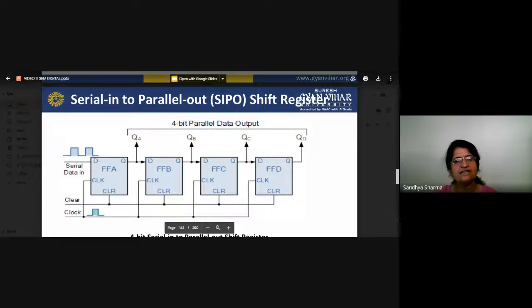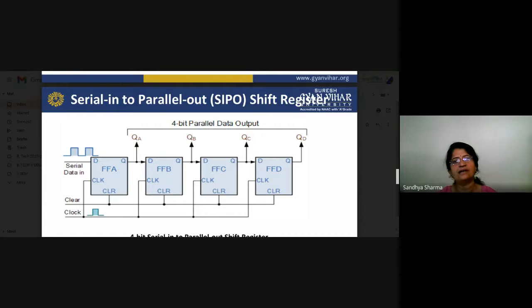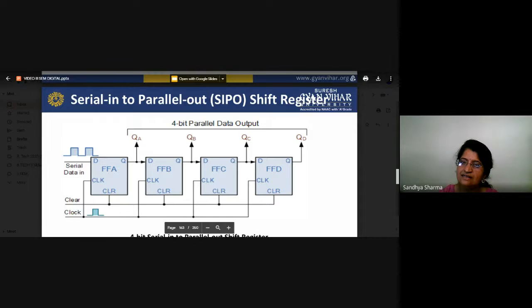Basically, in serial in, the data is entered serially, and you take your data in parallel at a time, in the same clock pulse. All data can be taken as output in parallel format. So that is QA, QB, QC, QD. There are four outputs we have to take in parallel, and a clock pulse is applied to all the flip flops, and the data is entered serially.